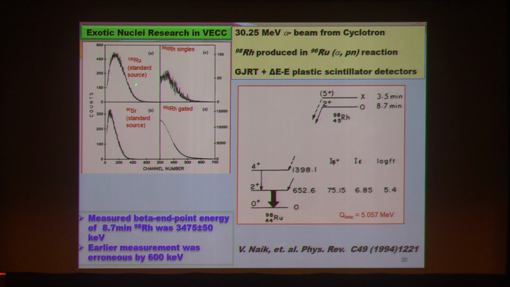Here you can see the spectra for the standard source: singles, gated, and a strontium standard source. And for this particular nucleus, 98 rhodium, we measured the beta endpoint, and this was the beta endpoint energy. The earlier measurement was erroneous by about 600 keV, and this is the reference for that.